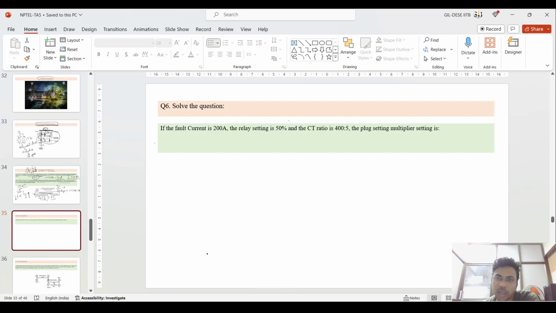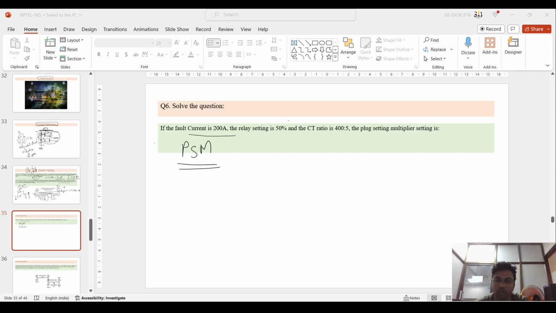Before moving to the next slide, I have one question related to this. In this question, you have to tell me what PSM setting I have to make to operate based on this fault current of 200 amps. Please solve this question, and if you have any doubt, you can open your mic and ask me.